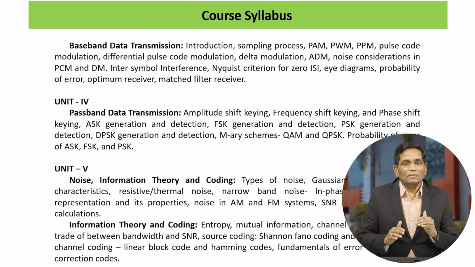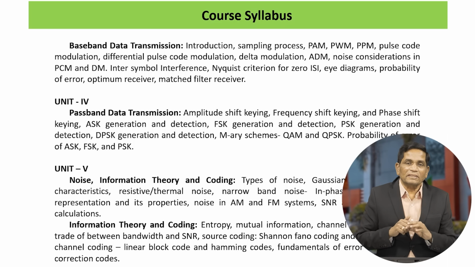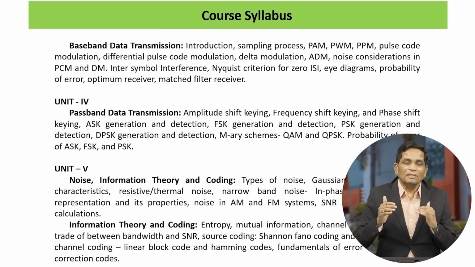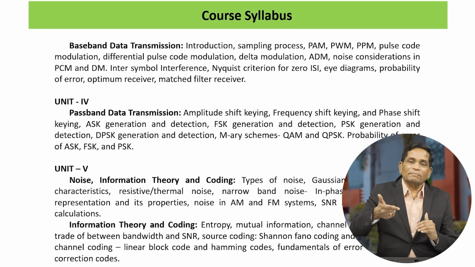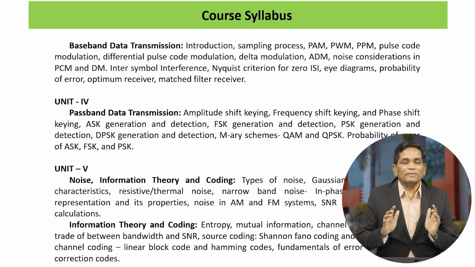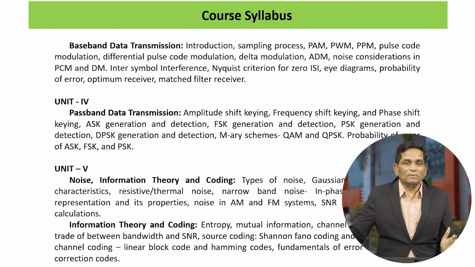So this is the total syllabus we are going to study in this subject. The first unit completely deals with amplitude modulation. The second unit completely deals with angle modulation. Angle modulation covers both frequency modulation as well as phase modulation. The third unit deals with baseband data transmission. The fourth unit deals with band pass data transmission. I already told you the difference between baseband and band pass. The last unit deals with information theory, coding and noise analysis. So this is the total outline of the syllabus.